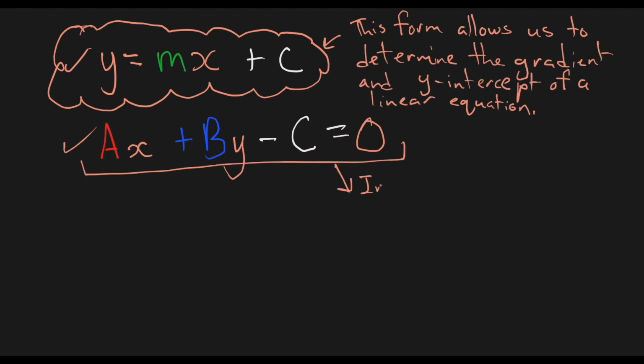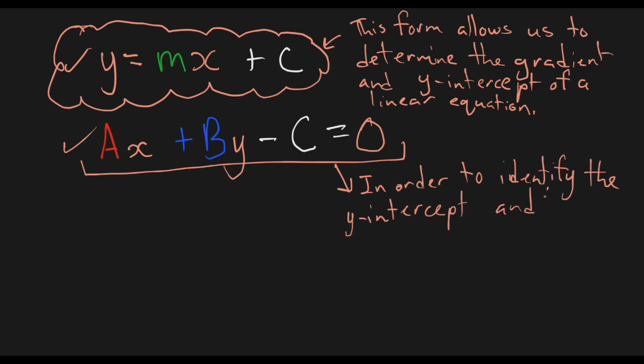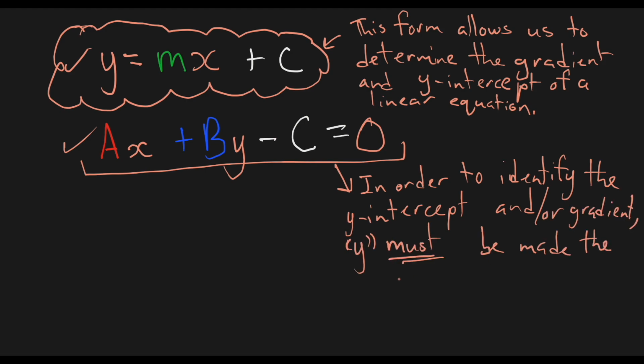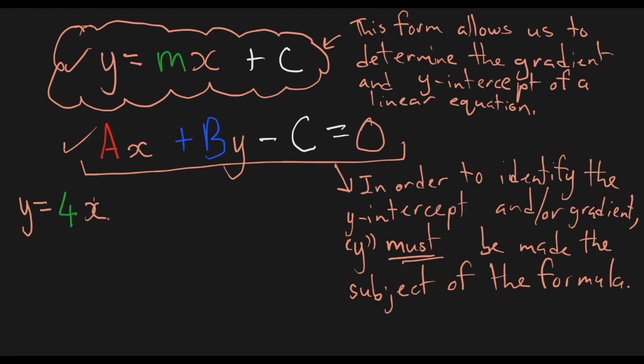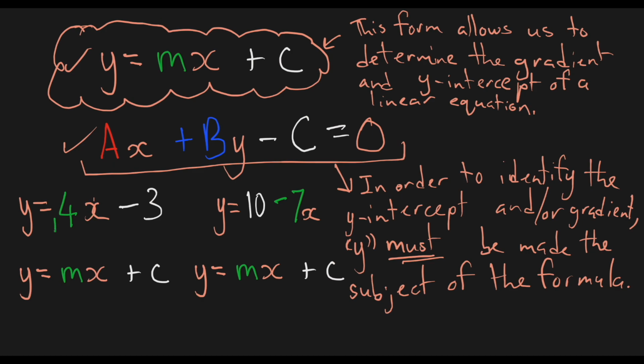Now this form, in order to identify the y-intercept and our gradient, y must be made the subject of the formula. So let's put this into perspective. So we could have an equation that says y is equal to 4x minus 3. We could also have y is equal to 10 minus 7x. In this case, you would notice that this value here represents a gradient. So in this case, our first equation, the gradient is m, which is 4. So the gradient is 4.